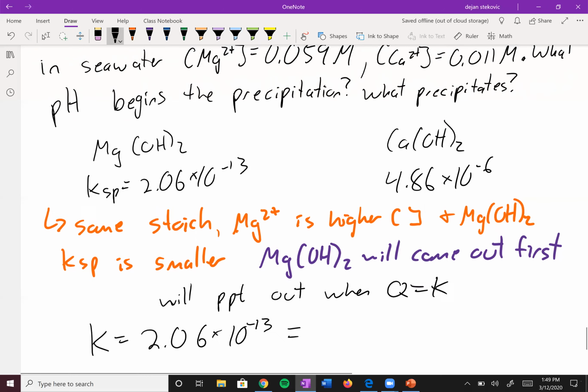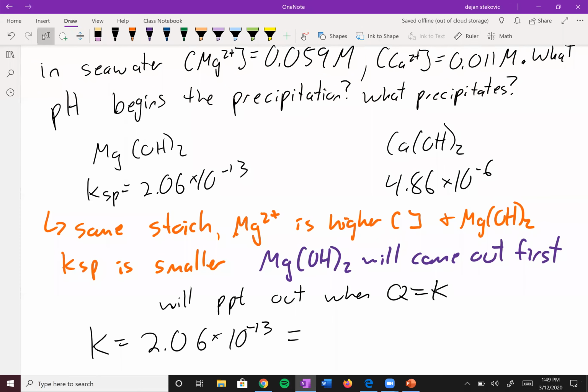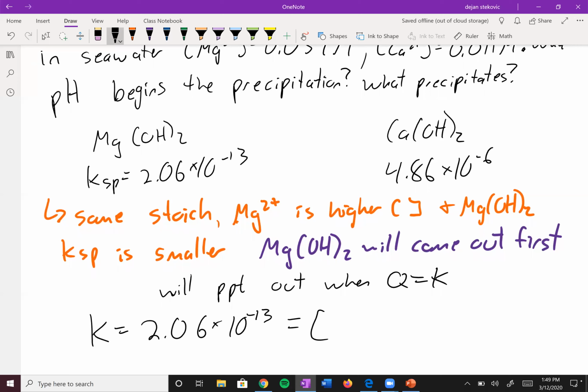And the solubility product constant is always the product of the stuff that's dissolving, right? So it's going to be equal to what? The concentration of what? Magnesium 2+ times the concentration of what? OH minus squared. And our question asks for pH. In order to get pH, we have to know the concentration of H+ or pOH. In order to get there, we have to know the concentration of hydroxide. So what we're after here is the concentration of hydroxide.